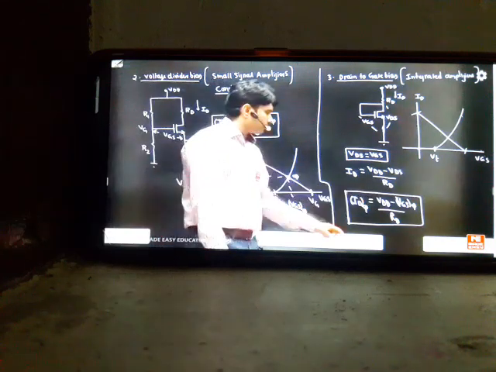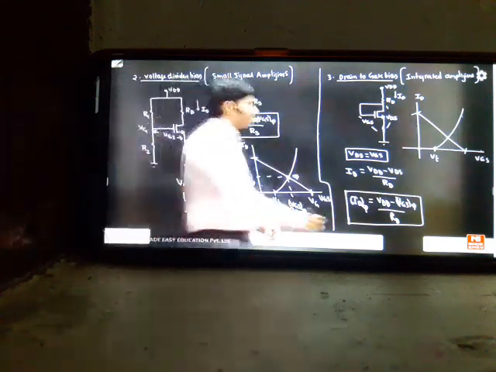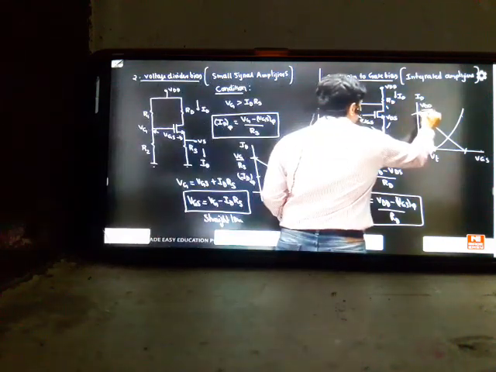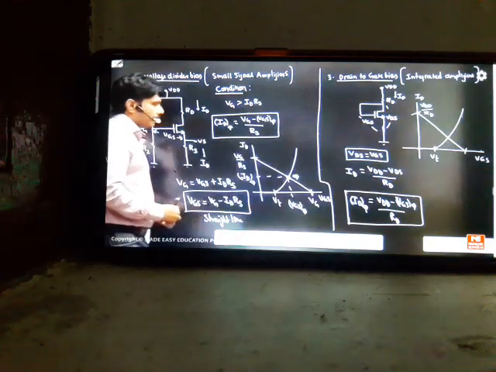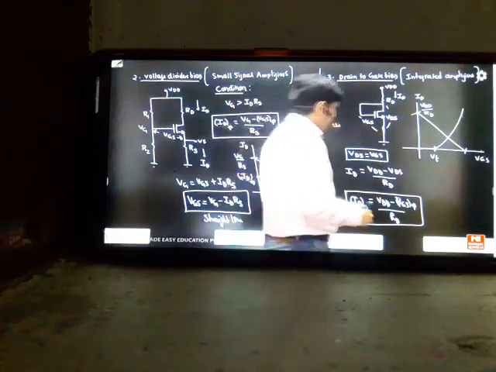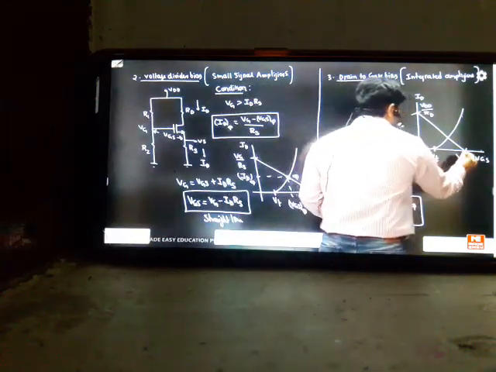So tell me the maximum limits now. With VGSQ at 0, if I keep ID, it becomes VDD by RD, one answer. This is the ID maximum value. And for the X maximum, Y should be 0, so you'll get the answer as VDD. These are the limits we are getting from your equation.